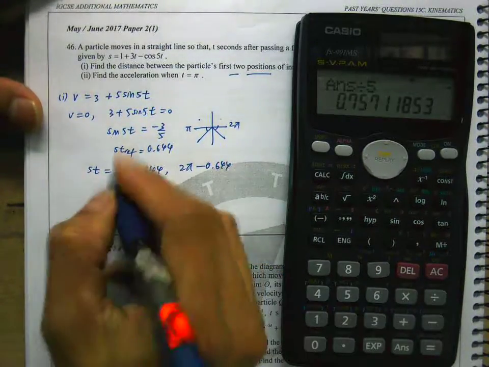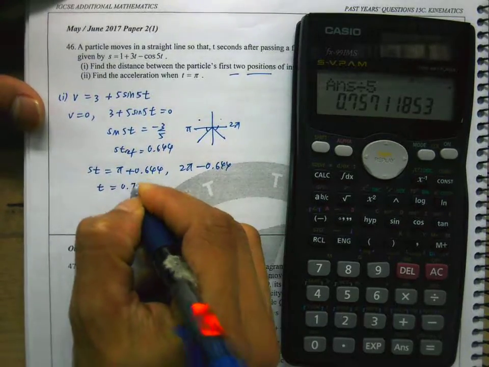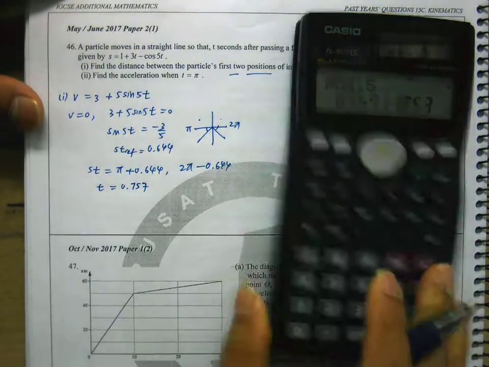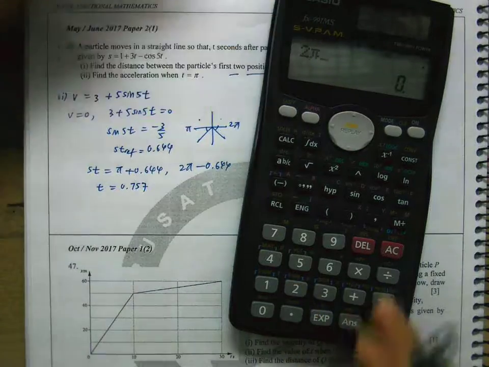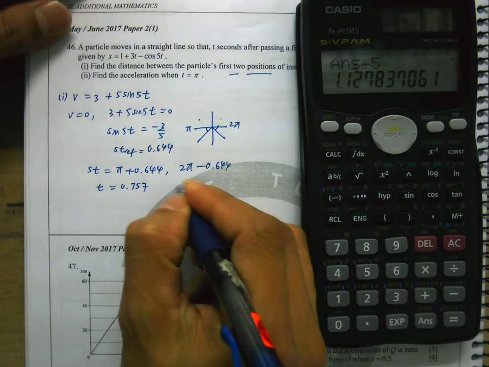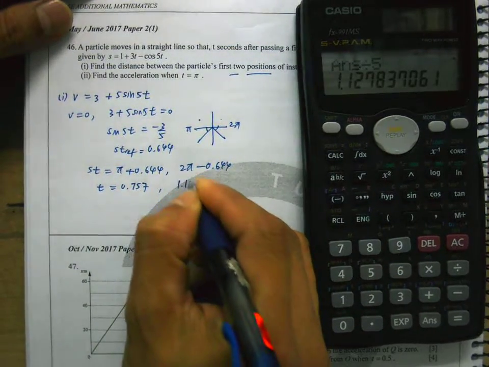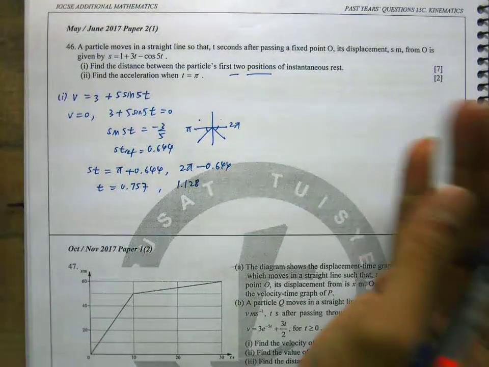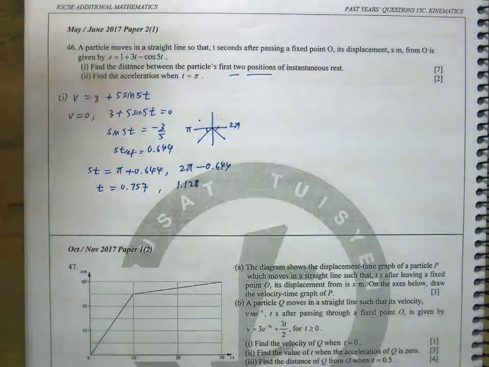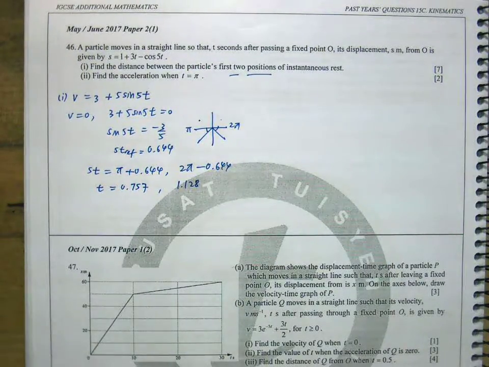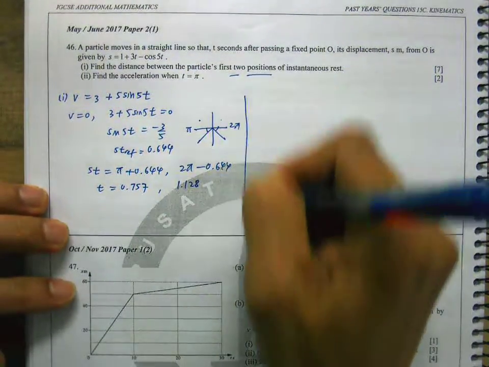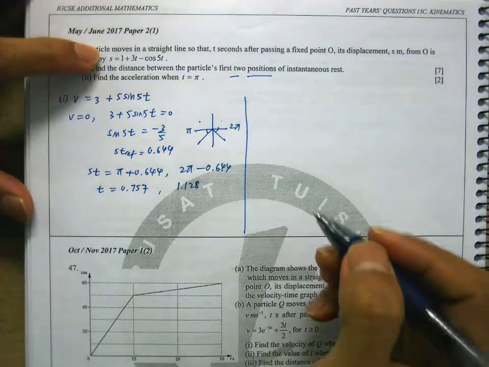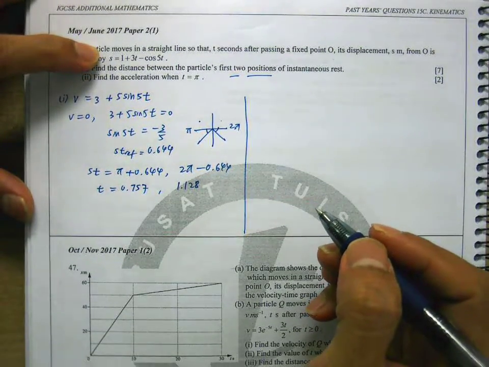So my first answer is 0.757. Okay, the second answer is 2 pi minus 0.644, divided by 5. I got 1.128. So you need to find the distance between the first two positions. This is the time, not the distance yet. So take this and substitute inside where? Yeah, substitute inside the displacement.